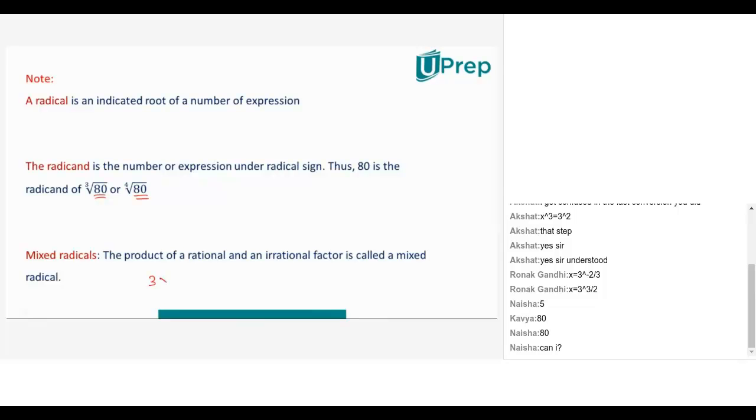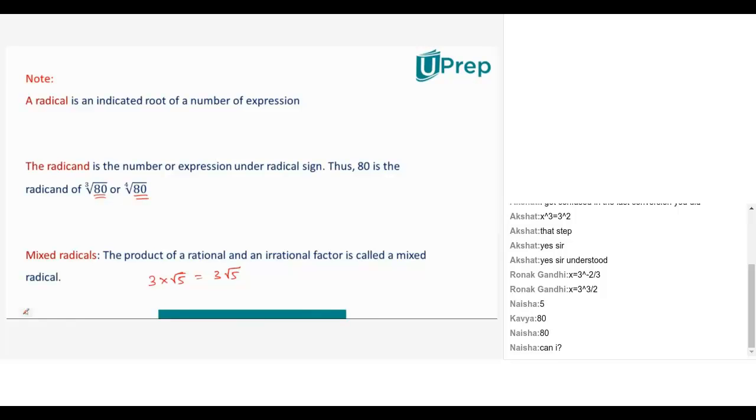So 3 and root 5. So you're saying 3 into root 5. Yeah. So 3 into root 5 is 3 root 5. The way we write it is 3 root 5. So it is not cube root of 5. It's 3 root 5. Correct? Yeah. So how did you say it is root 15?